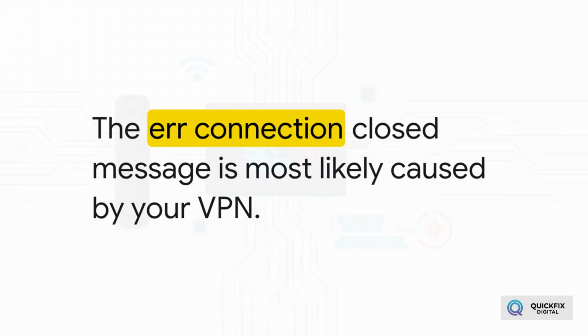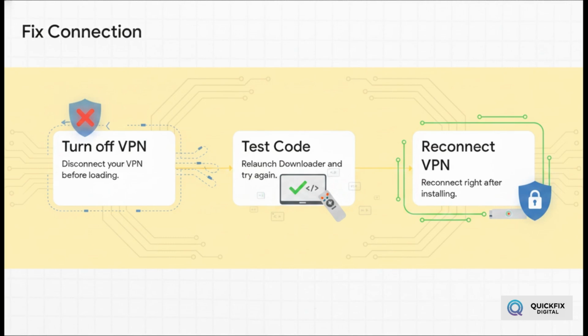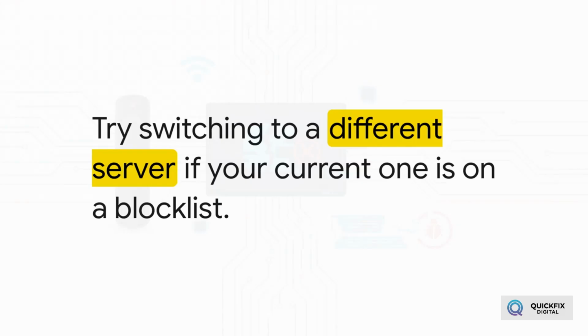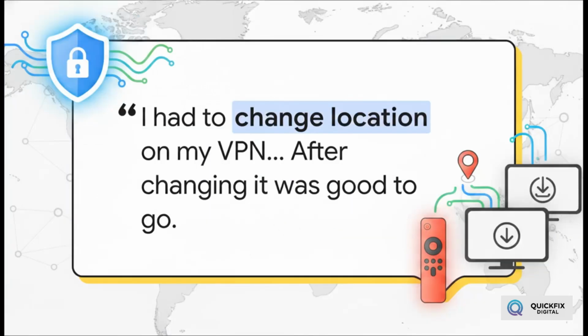Getting this error connection closed message? Don't panic. Believe it or not, your VPN is likely the culprit. The quick fix? Just turn off your VPN, enter the downloader code again, and reconnect right after installing. Still want protection while downloading? Try switching to a different nearby VPN server to bypass those block lists. Look at this comment. Barb2 just changed her VPN location and boom, her broken downloader codes worked perfectly.